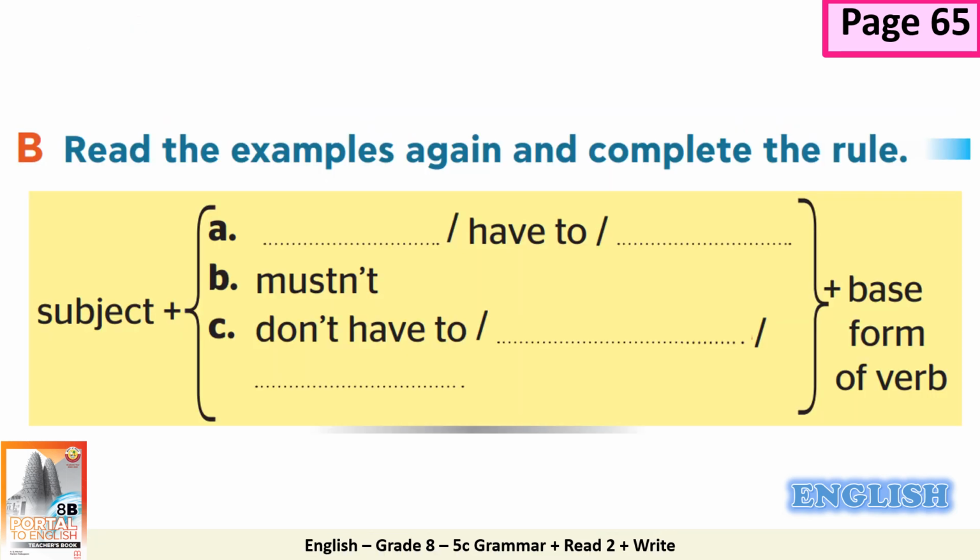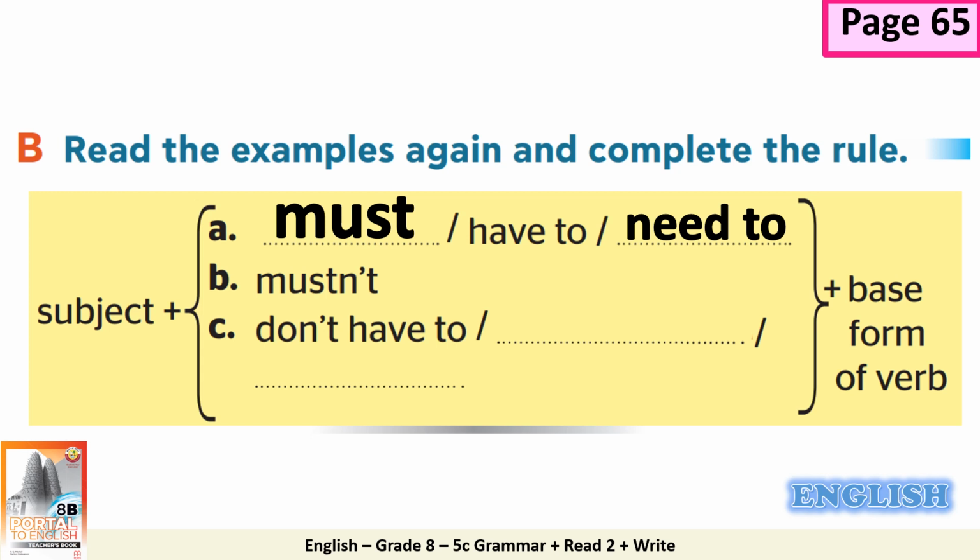Moving on to the next exercise. Make sure to read the examples and complete the rule. Again, pause to complete the exercise. Come back to check with me. Have to is used to express obligation. Which other two modal verbs did we say do the same? Must and need to. Great work.